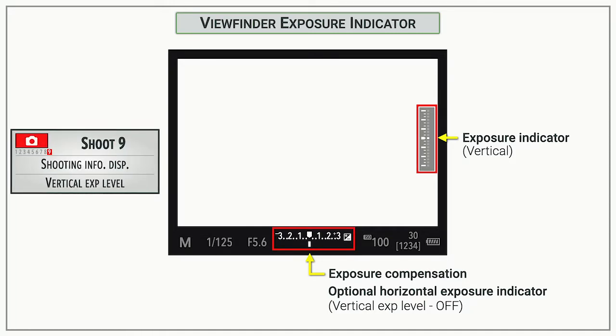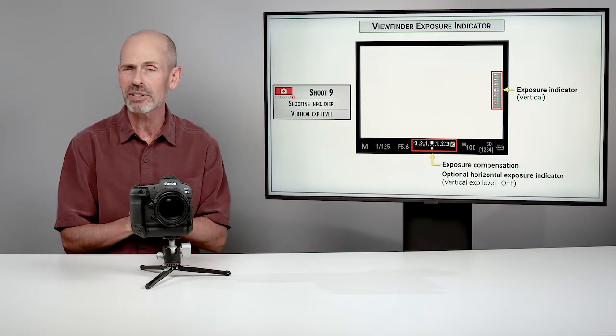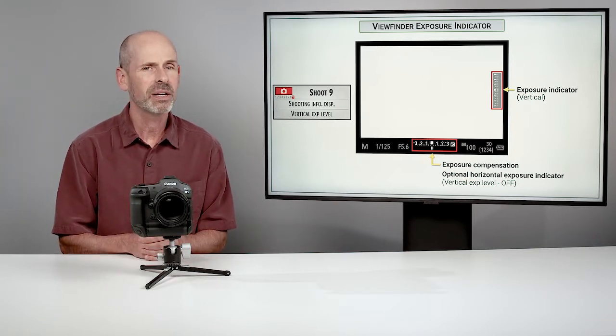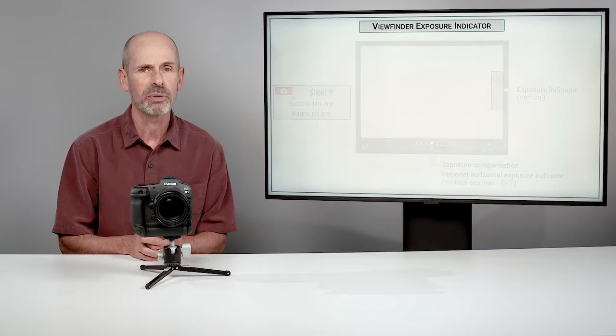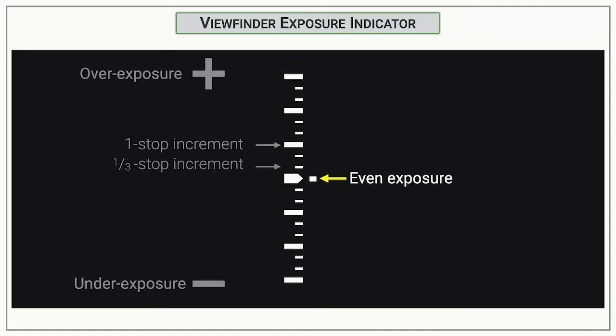Now, if you do want to jump in and get this changed, you can go into Shoot menu number 9 under Shooting Info Display, and you can turn on and off the vertical exposure level. But we're going to leave it on right now because it does help us separate and get a little bit more information than we could get just down there at the bottom of the screen. So we have a vertical indicator, and obviously the upper side is the plus or overexposure, and the lower part of it is the underexposure side. So it's very intuitive, and I like that.